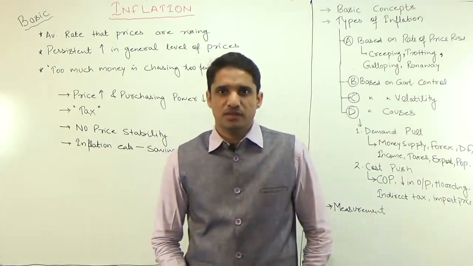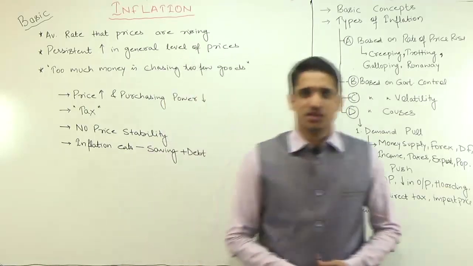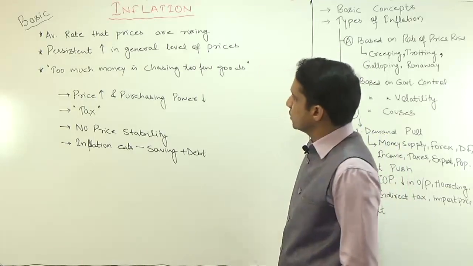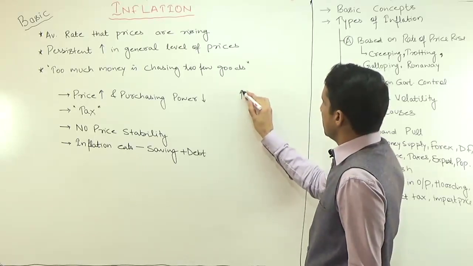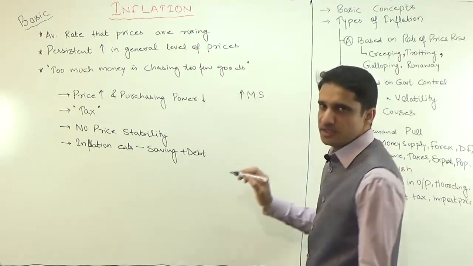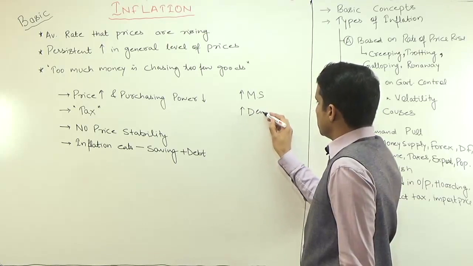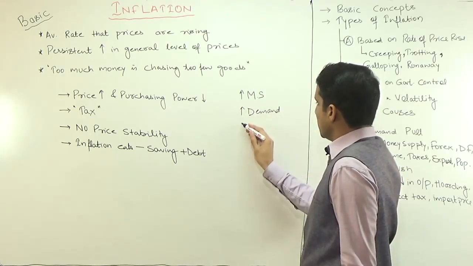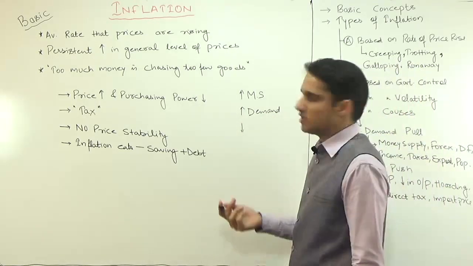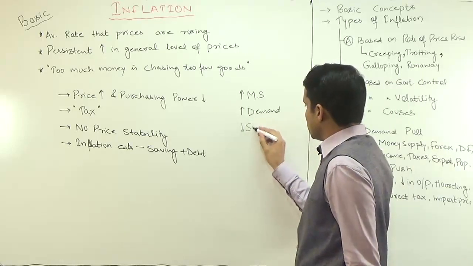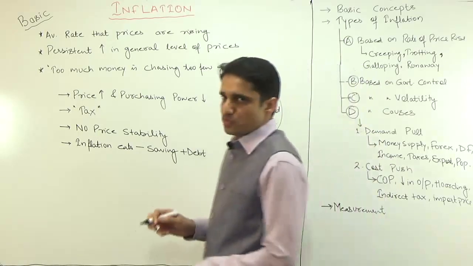So our next topic is inflation. Basically, inflation is due to many reasons. One of the reasons of inflation is an increase in money supply. We already discussed that, and how to curb money supply is the role of the Reserve Bank of India. One other reason can be an increase in demand. This increase in demand can be because of money supply or because of some other factors like population. Then a decrease in supply is also one of the reasons of inflation. These are the three major reasons of inflation.